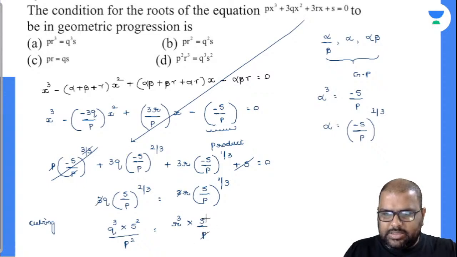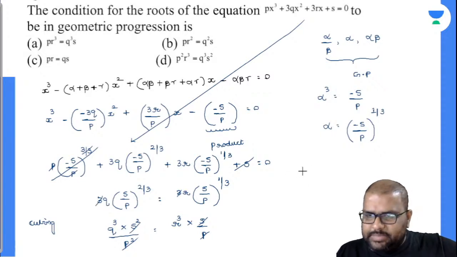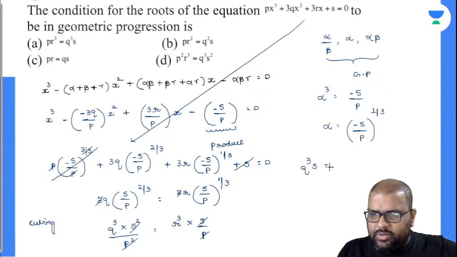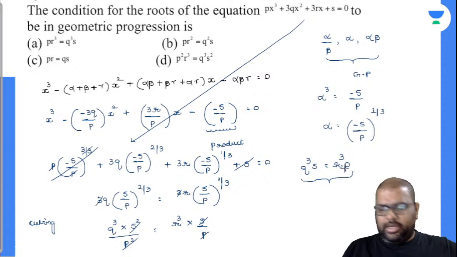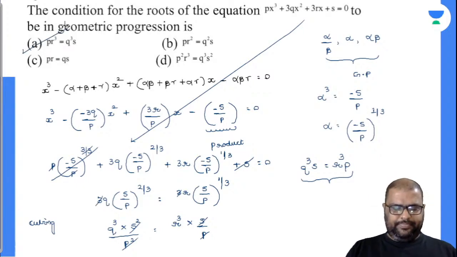Automatically 1s, 1p, 1s, 1p gets cancelled off. So this becomes q cube s is equal to r cube p. Right or wrong? This will be the final equation there. I hope so you got my point there. Now what will be the answer there? Q cube s is r cube p, right?